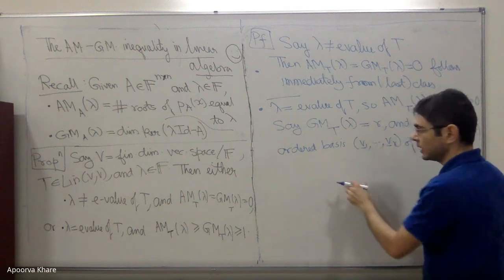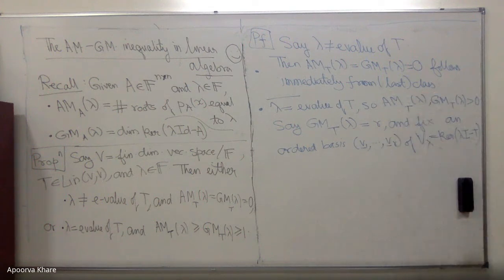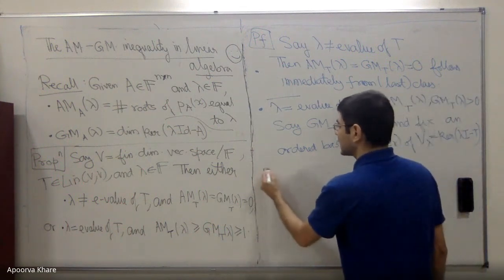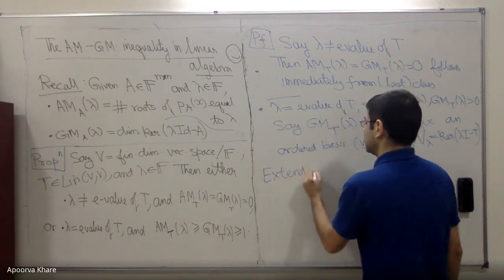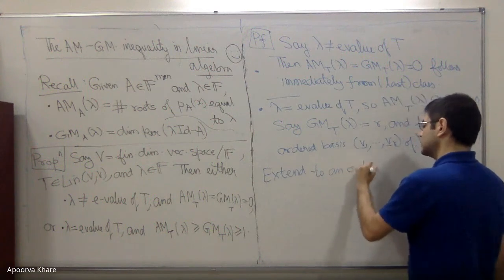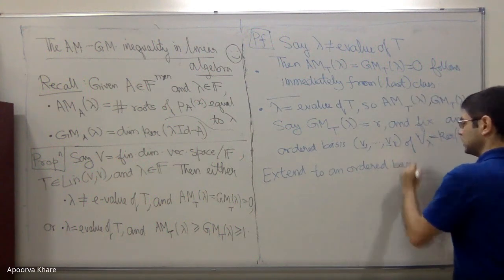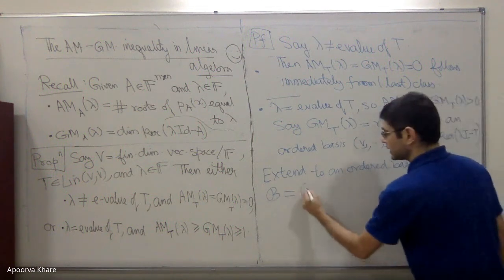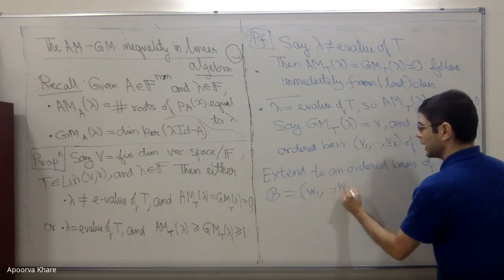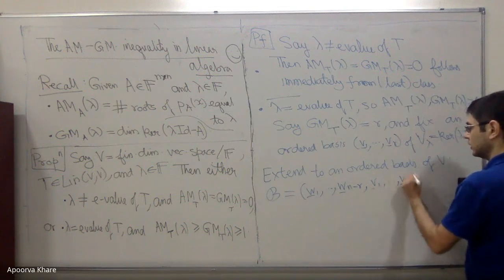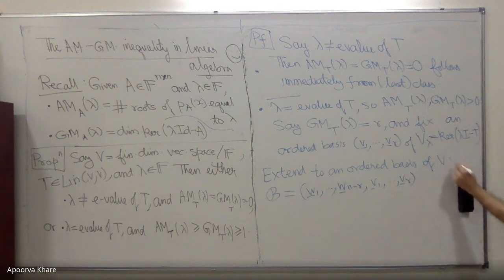Now let's extend it to a basis of the entire vector space V. Let's say V has dimension n. Let's put that basis after the new vectors and call that a big ordered basis. Extend this to an ordered basis B of V. B equals W1, W2, up to W n minus R, and then V1, V2, up to Vr. So this is an ordered basis of V.